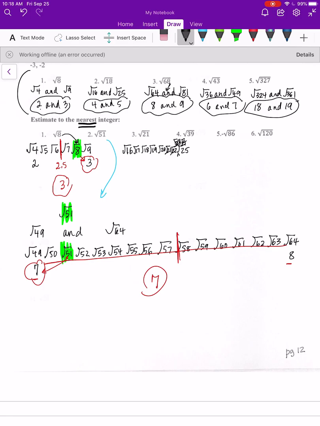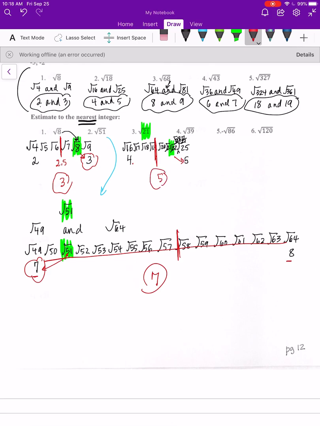Okay, so the square root of 16 is 4. The square root of 25 is 5. And we're looking for the square root of 21. So 21 is over here. This would be about halfway. So which one is it closer to? Is it closer to 4? Is it closer to 5? And indeed, it's closer to 5.